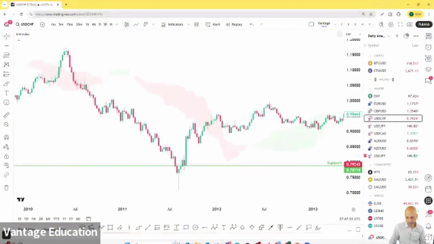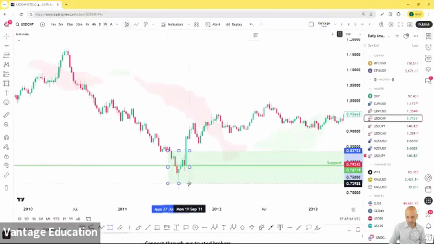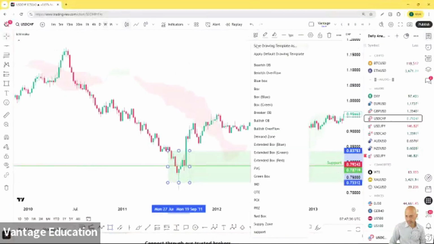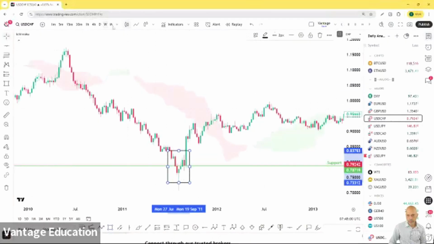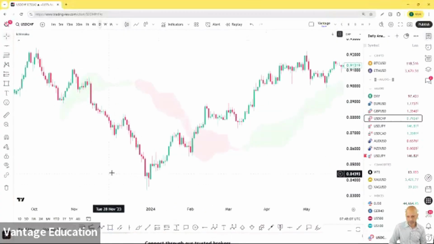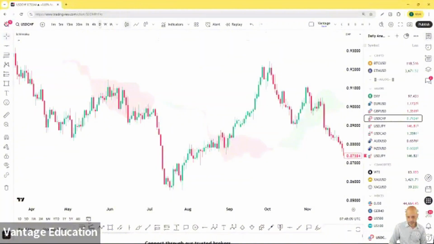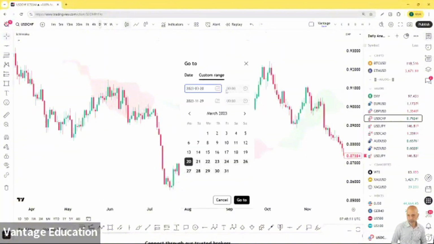Now let's look at this part of the chart in the daily time frame. For now, you can see we are on the weekly time frame, but this is between June and September of 2011. So let's go back and see. Let's jump back in time.